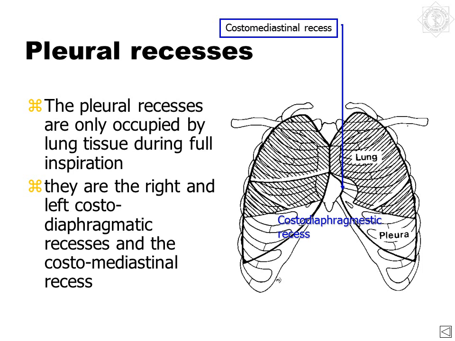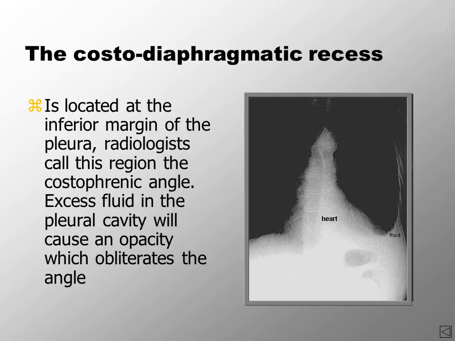The costodiaphragmatic recess is located at the inferior margin of the pleura, at the costophrenic angle. Excess fluid in the pleural cavity causes an opacity, which may be on a single side or both, and which obliterates the angle of the pleural cavity.